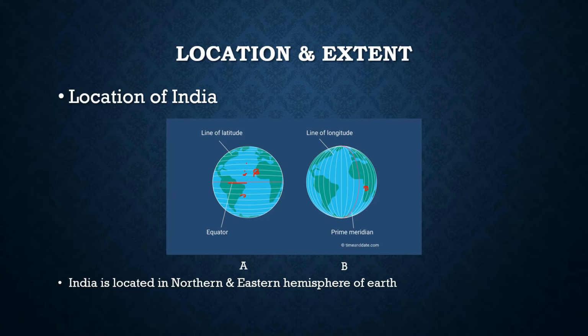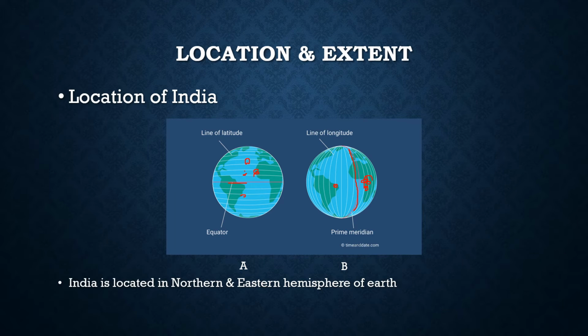Now let's see second diagram, that is B diagram. See, the red line shows prime meridian. Because of prime meridian, there are two parts of the earth, eastern hemisphere and western hemisphere. India is located in eastern hemisphere. So the exact location of India is in northern eastern hemisphere of the earth.